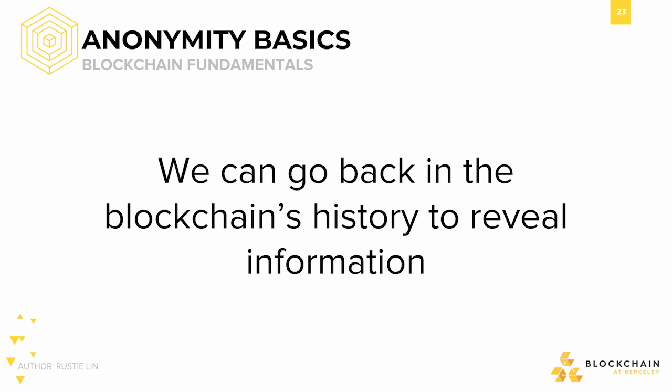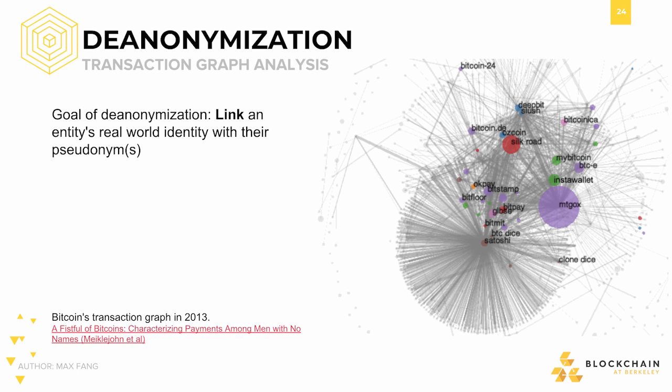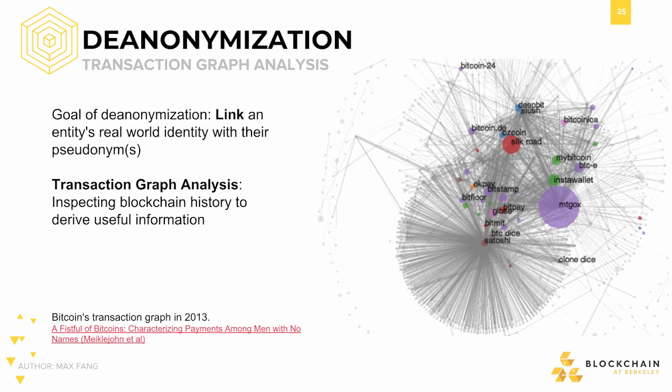So the big concern about decentralization that we look at in regards to de-anonymization is that now we can go back in the blockchain's history to reveal information about a particular pseudonym. So that's the goal of de-anonymization, or linking. One way we can achieve this, which we alluded to earlier, is by transaction graph analysis, which is simply just inspecting the transaction history in the blockchain to derive useful information.